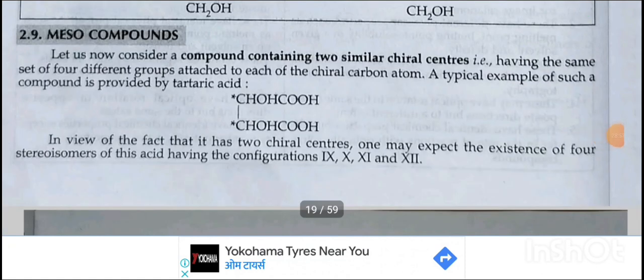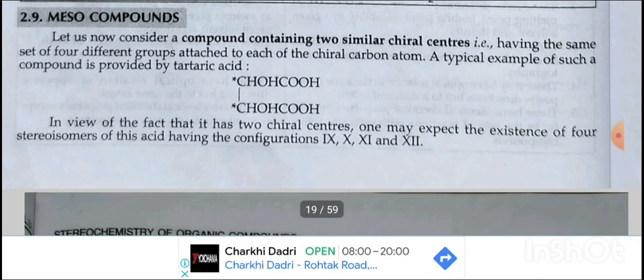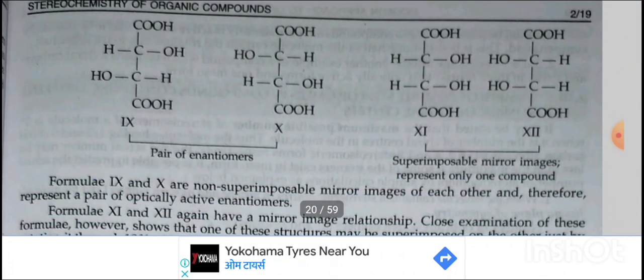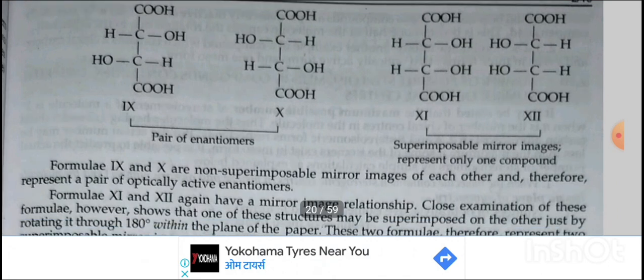Meso compounds. Let us now consider a compound containing two similar chiral centers, having the same set of four different groups attached to each chiral carbon atom. A typical example of such a compound is tartaric acid. In view of the fact that it has two chiral centers, one may expect the existence of four stereoisomers of the acid having configurations 9, 10, 11, 12. A pair of enantiomers, superimposable mirror images, represent only one compound.